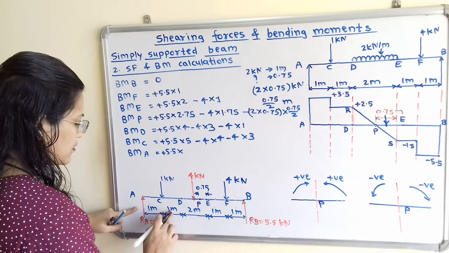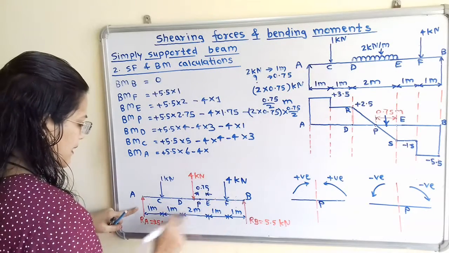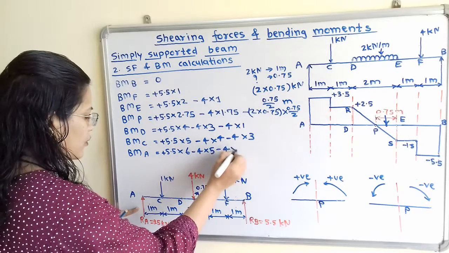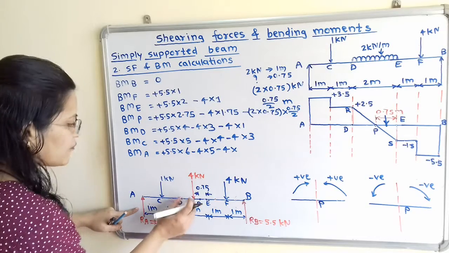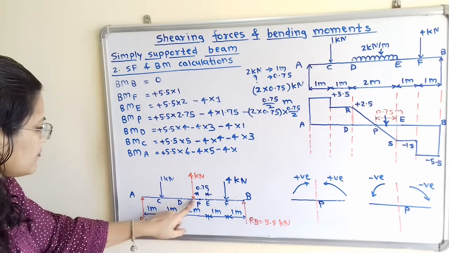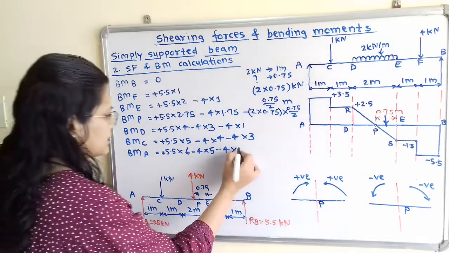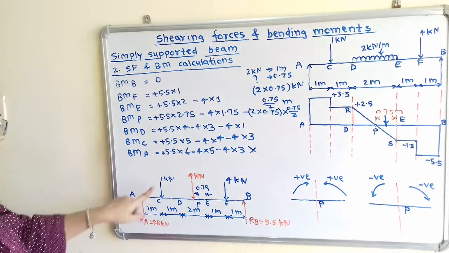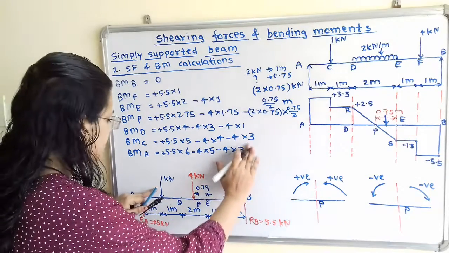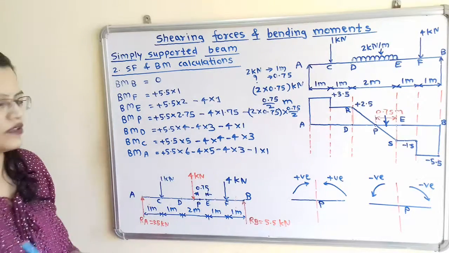2 plus 2, that is 6. Then minus 4 multiplied by this 5. Minus 4 multiplied by 2, here it is 1, so this remaining distance is 1 we have to take. So this 1 plus 1 plus 1, that is 3, multiplied by this 1 kilonewton, here is the minus sign, minus 1 multiplied by 1. So we have to calculate all this.